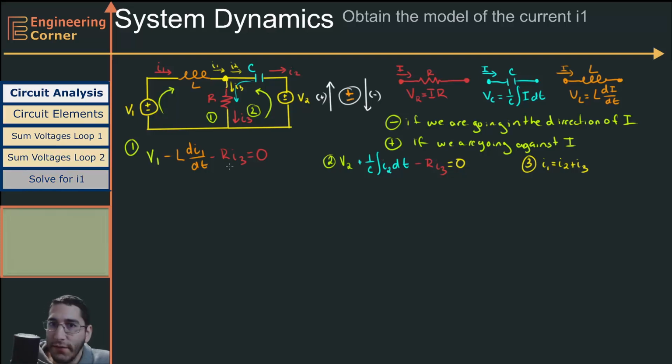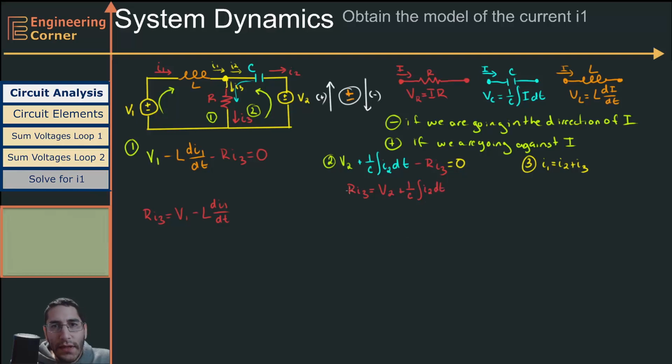To spare you 20 minutes of doing algebra, I have just chosen to do I1. To solve for I1, this is the way I'm going to go about it. I'm going to solve this equation right now for R I3. R I3 is equal to V1 minus L dI1 dt, and if I solve equation 2 for the same thing, I have R I3 is equal to V2 plus 1 over C times the integral of I2 dt.